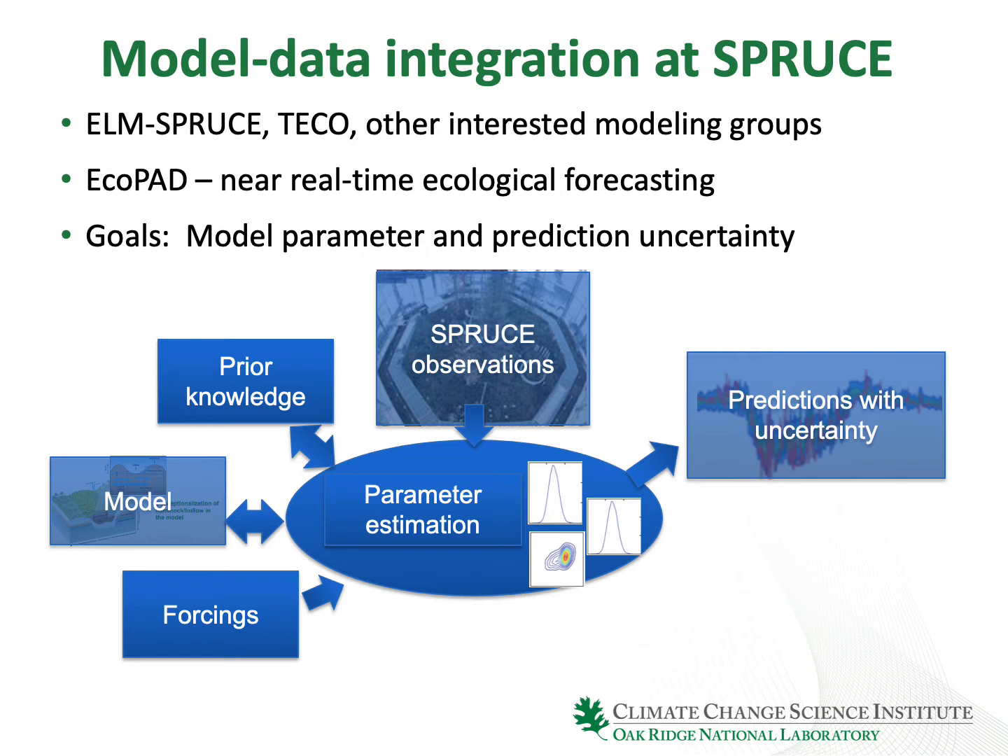So this is a framework that brings together the model code, prior information that we might have from literature or other sources about the vegetation and soil parameters, as well as forcings, or generally the atmospheric inputs that are needed to drive the model. And that, in combination with the observations that are being made at SPRUCE, can be used to do this parameter estimation step and produce predictions with uncertainty.